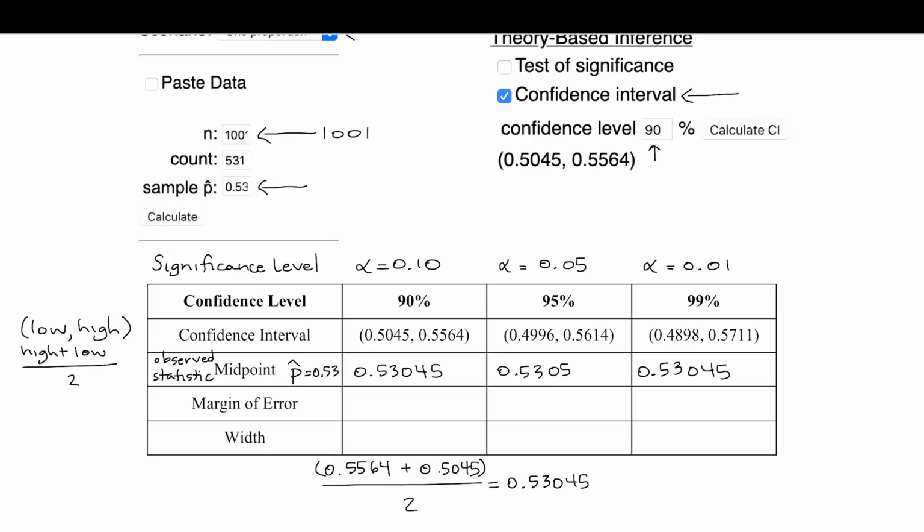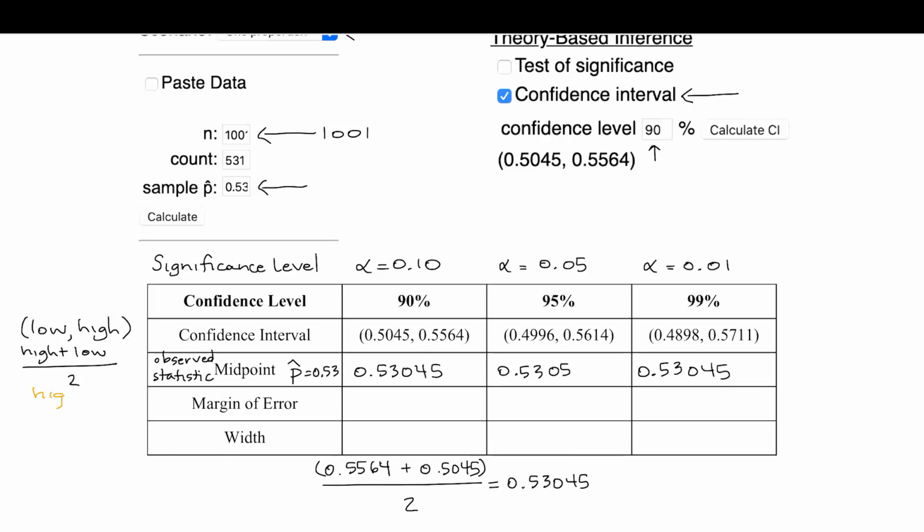The reason why they're a little bit different is because there's some rounding error, but basically the midpoint of the interval is our statistic, which in this case is 0.53. Then, if you look again at your formula sheet, there is a formula for the margin of error that is high minus low.